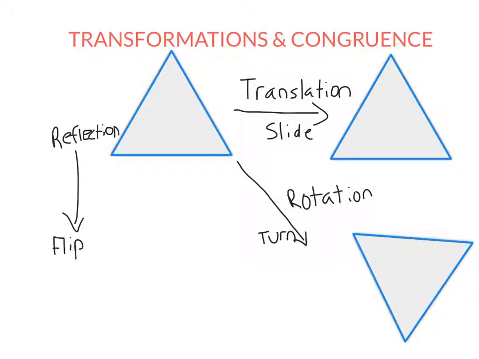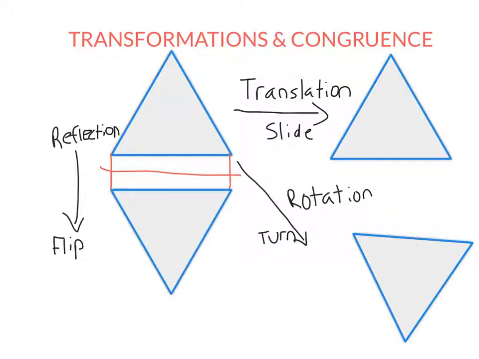A reflection or a flip is like we have a mirror line and we reflect it about that. So this vertex goes down to here, this vertex goes down to here, and the other vertex goes down there. So this is the exact same triangle, but it has been flipped over. It's like the bottom one is a mirror image of the top.